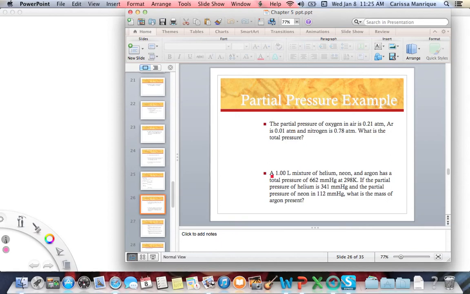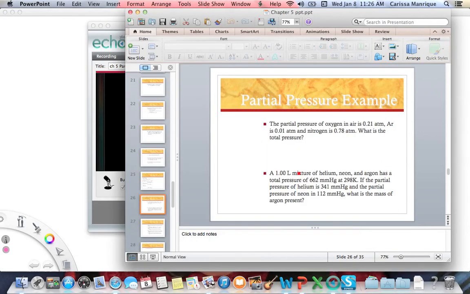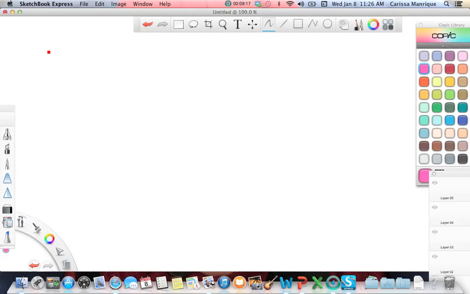Okay, so let's look at this one. This is the one that's a little bit crazy. So let's just write down all the numbers that we have, and then think about what we're calculating. A 1 liter mixture of helium, neon, and argon has a total pressure of 662 millimeters of mercury at 298 K. So our total volume, because it says a mixture of all of these added together, is 1 liter.